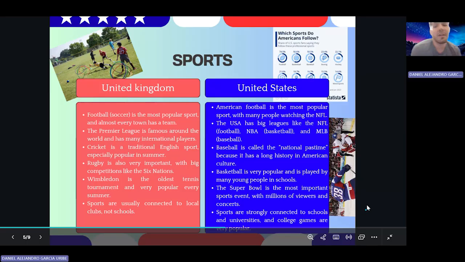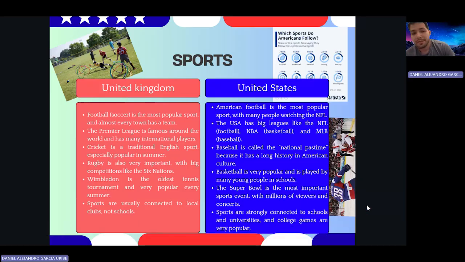Okay, now we are going to talk about the differences between the United Kingdom and the United States, mostly focusing on sports and education. I'm going to talk first about sports. In the United Kingdom, football, or soccer, is the most popular sport, and almost every town has a team. In that country, we have some other sports, but they play more soccer than other sports.